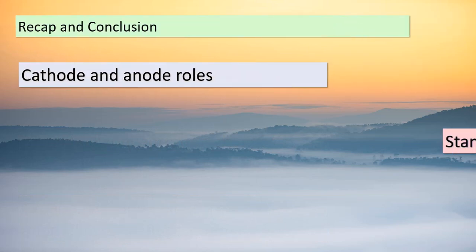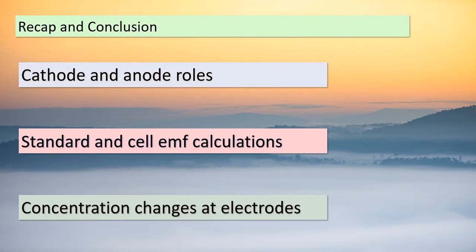Before we wrap up, let's quickly recap what we've covered today. We started by understanding the roles of the cathode and anode in voltaic cells. Then, we delved into calculating both the standard and cell EMF, considering the impact of concentrations on the latter. Finally, we explored how concentrations change at the electrodes during cell operation. This journey into voltaic cells and electrode reactions offers us a fascinating glimpse into the intricate world of electrochemistry.